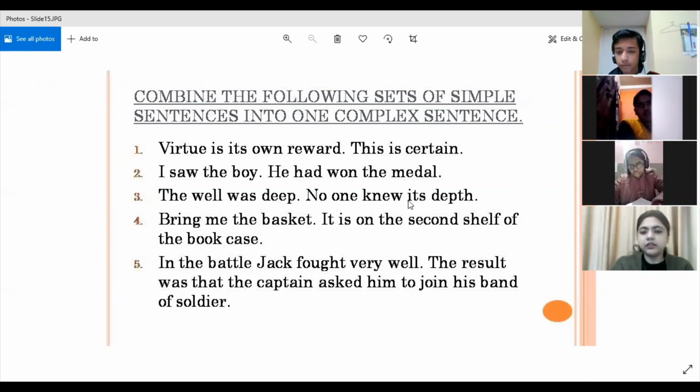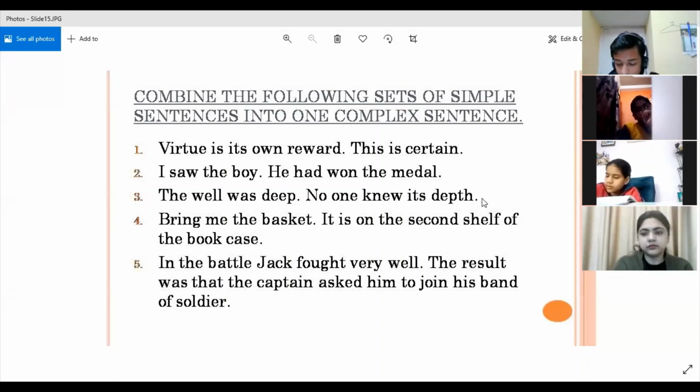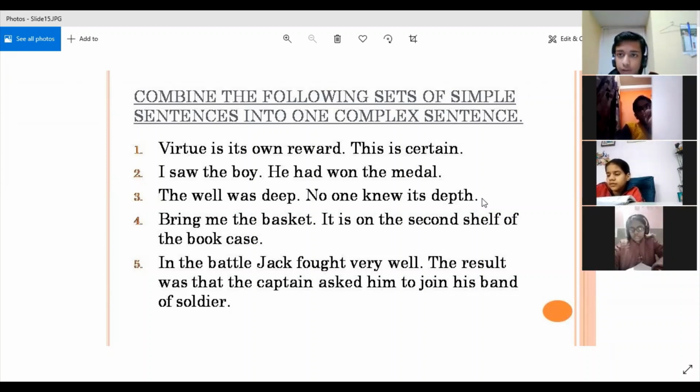Okay, I'll give you a hint. Don't use its depth. No one knew the depth of the well. Don't use these two words, its depth. Drop them. No one knew what? The well's depth. You have to use depth.